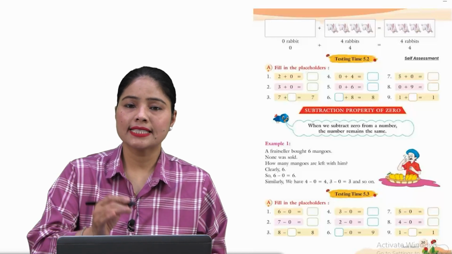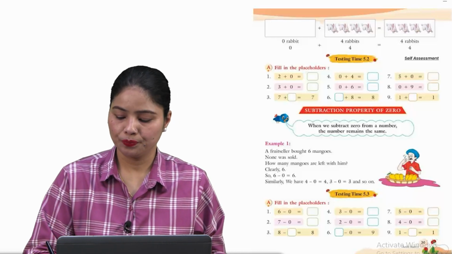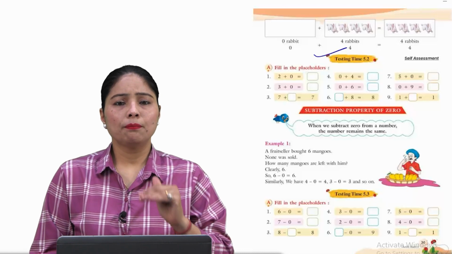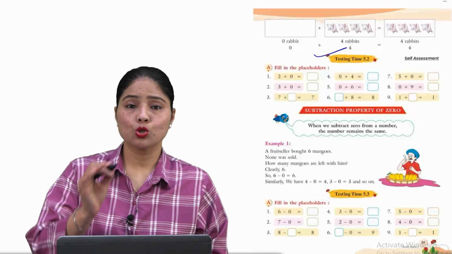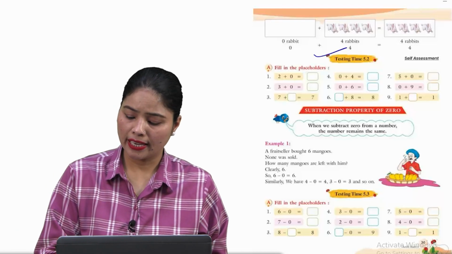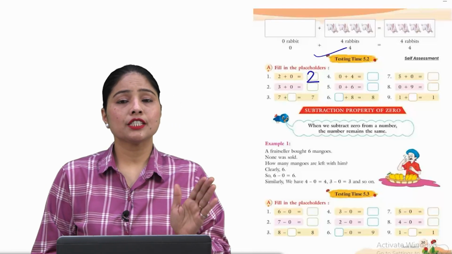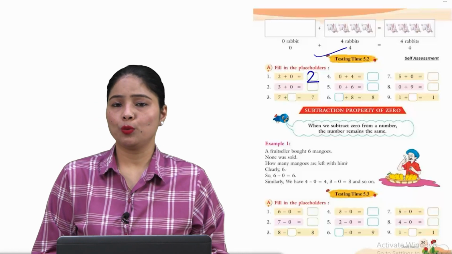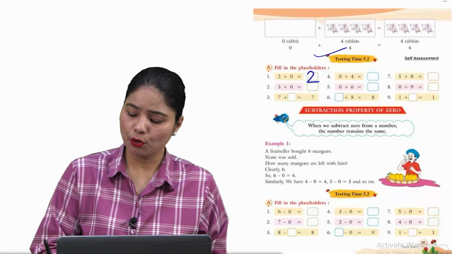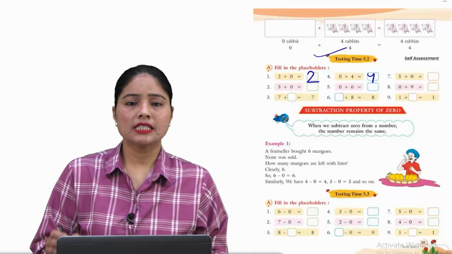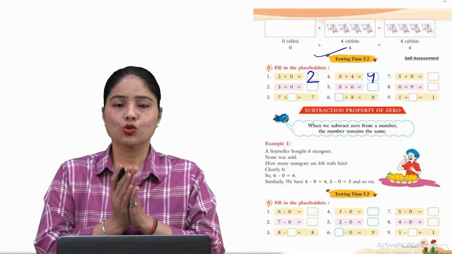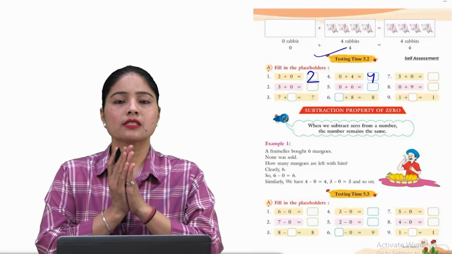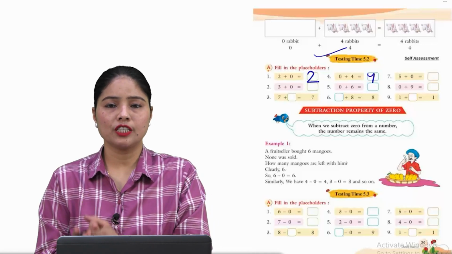So now testing time 5.2. Fill in the placeholders. So 2 plus 0, 0 has no value. So 2 का 2 ही आएगा यहाँ पर. Similarly 0 plus 4. So 0 plus 4 का मतलब क्या होता है? 4. Okay? So this is how we have to solve the other one. It's very easy beta. So now move on to the next topic, which is the subtraction property of 0.